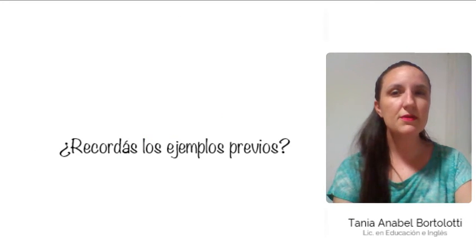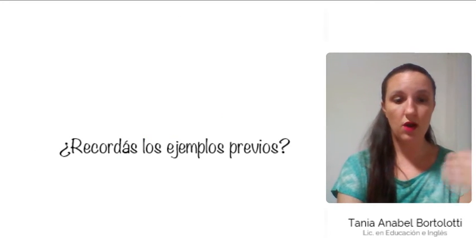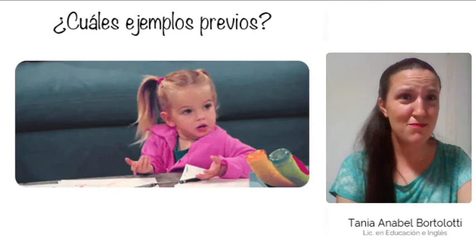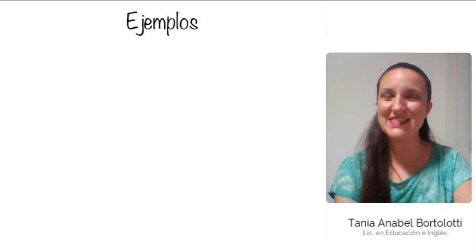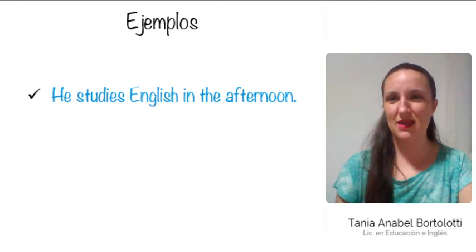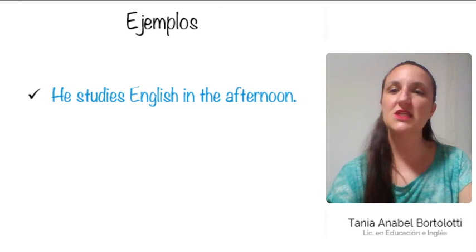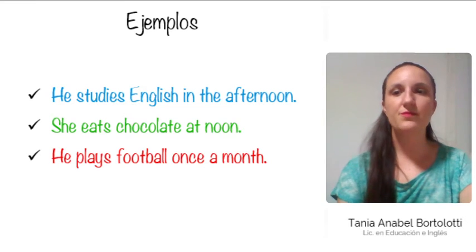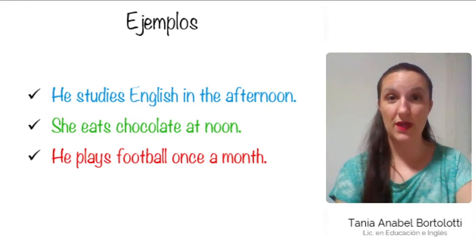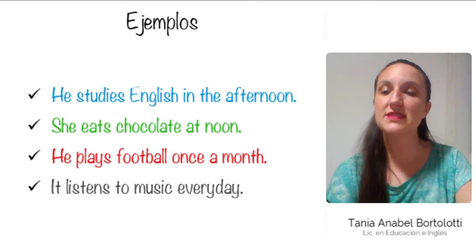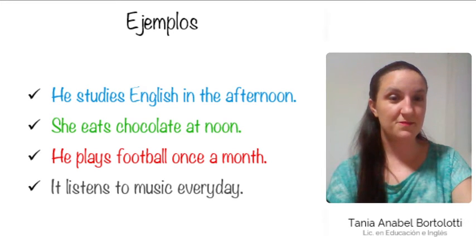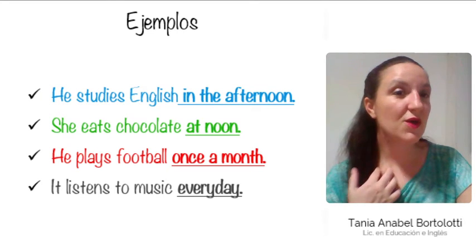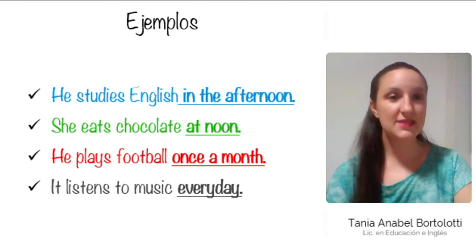Now, do you remember some of the examples we saw before? You're probably saying, I don't remember. Let's see, I'm sure you will understand what I mean. He studies English in the afternoon. She eats chocolate at noon. He plays football once a month. It listens to music every day. Now do you remember? Here at the end of the sentence, we have what we call the time markers.